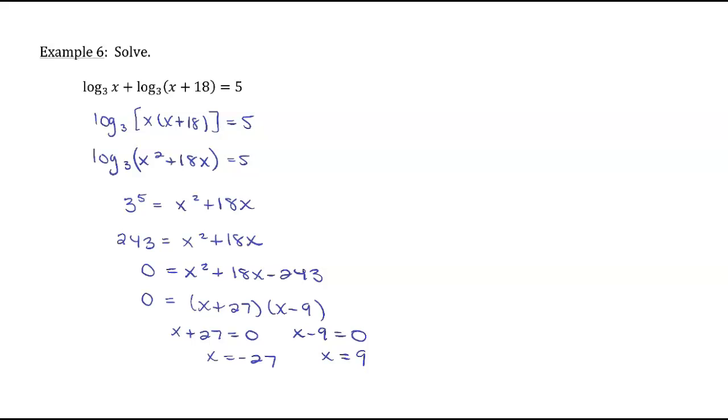Let's double check both of our solutions and make sure that they are in the domain of each of these logarithms. First, if we plug in negative 27 into this first logarithm, we'll have log base 3 of a negative number. We can't have that, so negative 27 is not in the domain and is not a solution to this equation. However, if x is equal to 9, we have log base 3 of 9, which is perfectly acceptable, and we have log base 3 of 9 plus 18. Again, a positive number, so 9 is an acceptable solution. The solution set to this logarithmic equation contains the single value 9. Let's go on to one last example.